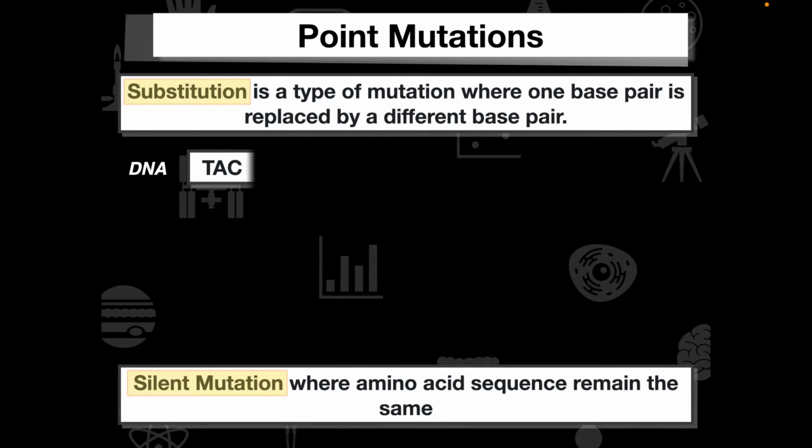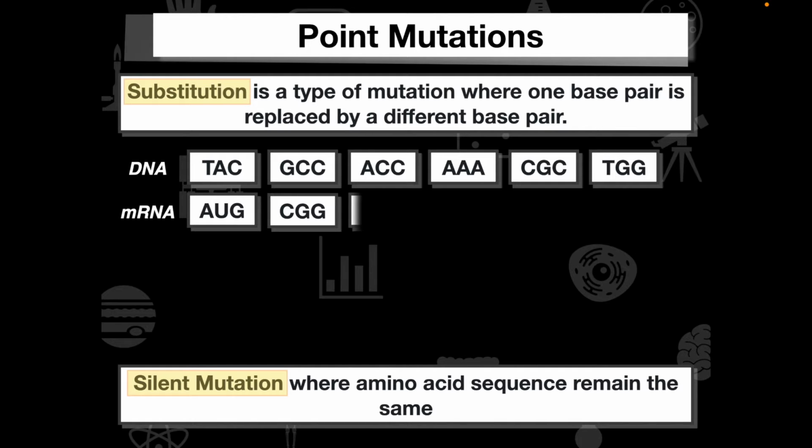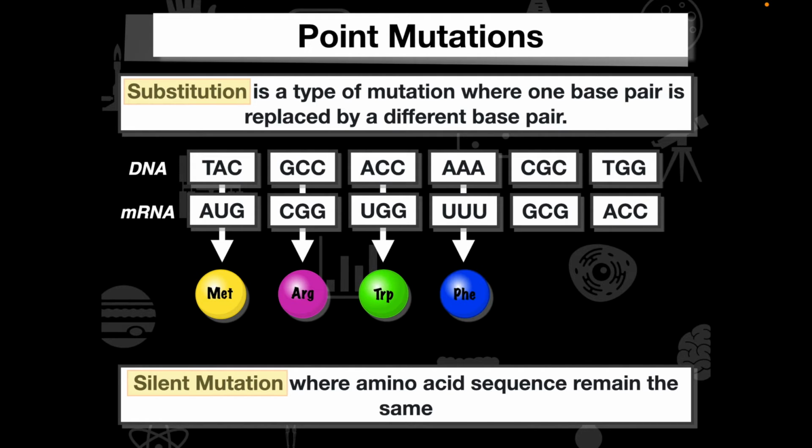So if we have our section of DNA here, here's our long strand of DNA. It's going to consist of TAC, GCC, ACC, AAA, GCG, TGG. If we look at our mRNA, we're going to see the corresponding sequence. We can use our codon table in order to determine what the amino acid sequence would be. So if we look at it and use our codon table, this is what the corresponding amino acid sequence would be.